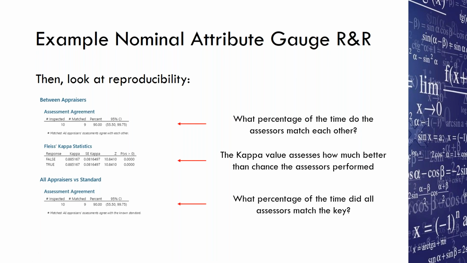Then finally, it takes a look at what percentage of the time all the assessors matched the key. So what it's looking at here is not only did the assessor have to match themselves, not only did they have to match each other, but this is how many times all that happened in addition to them matching the key. And of course, that's going to happen 9 times out of 10 based on the results that we saw before.